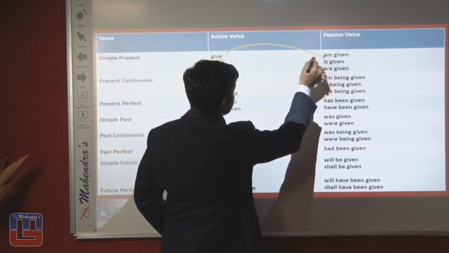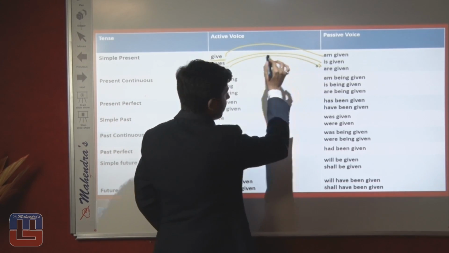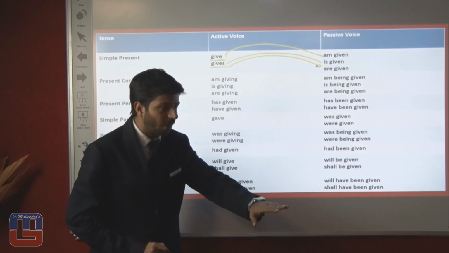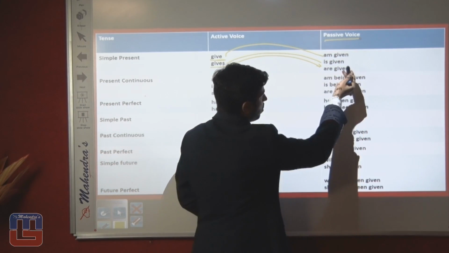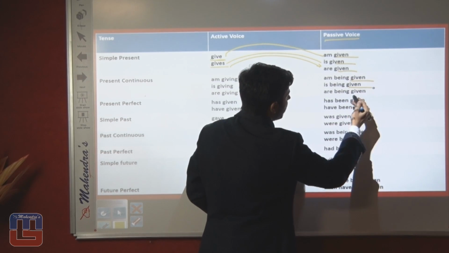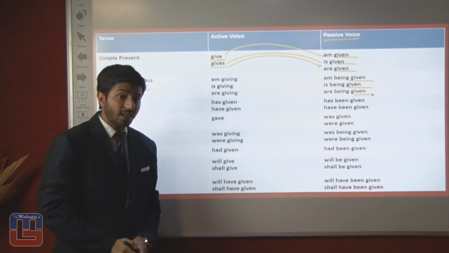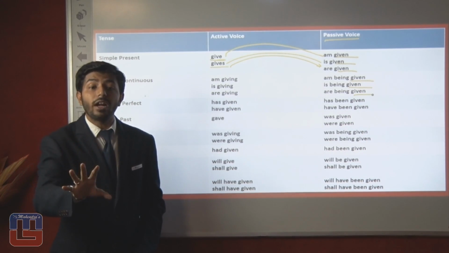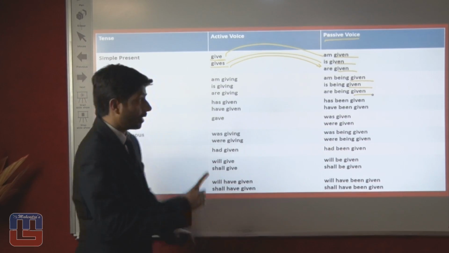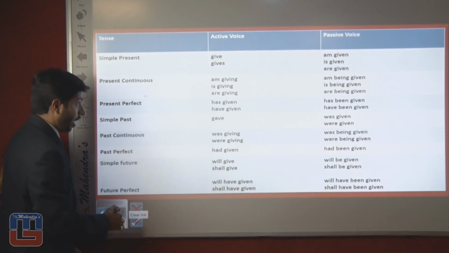These are the conversions where we have to use only and only the third form of the verb in passive voice, as you are seeing there: given, given, given, and so on. Where the main verb is required, we only use the third form of the verb. That's the reason this given is used.